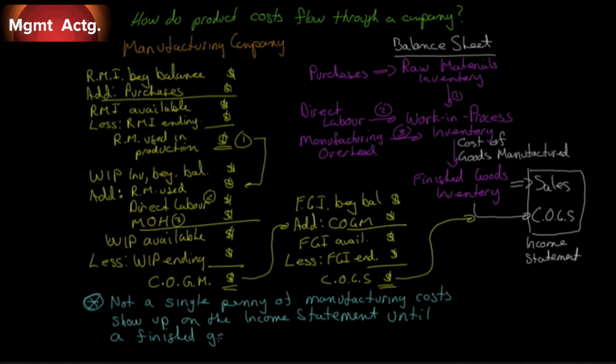When a finished good is sold, we record a sale and the cost of goods sold. But it doesn't show up on the income statement until it's sold. It shows up on the balance sheet. That's why product costs are also called inventoriable costs. So it flows through as purchases, into raw materials, into work in process, into finished goods, then finally it shows up on the income statement as cost of goods sold. So it's inventoried until we sell it.